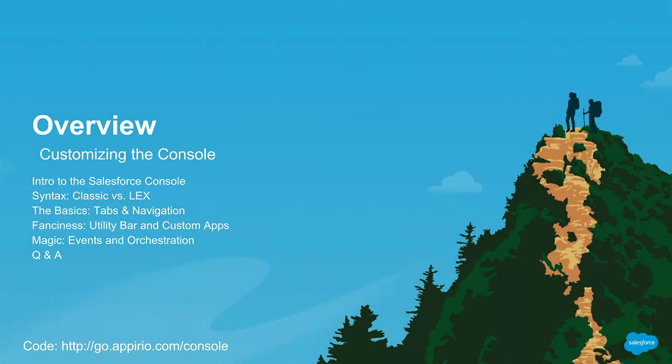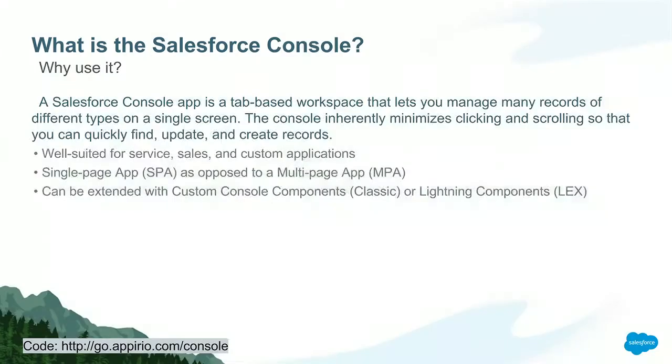Next, we're going to go through the overview of what we're going to walk through today. We're going to discuss what the Salesforce Console is, what the Lightning Console apps are versus the Classic console, some of the basics of using the new APIs for tabs and navigation, some of the functionality you can build based upon the utility bar and custom apps, and then finally talk through some events and orchestration and how you can build some unique interactions between your components inside the console and within the utility bar with those types of features that Salesforce has. So with that, I'll turn it over to Andrew.